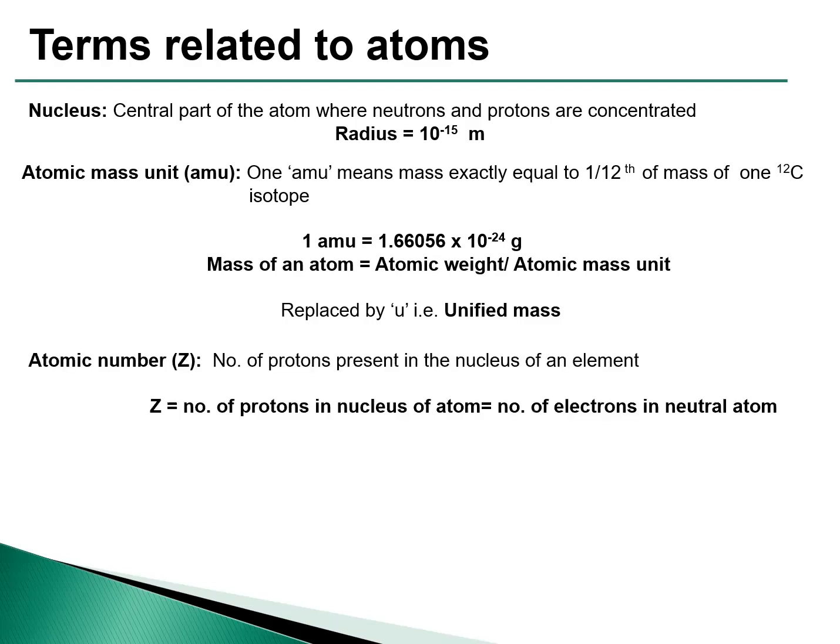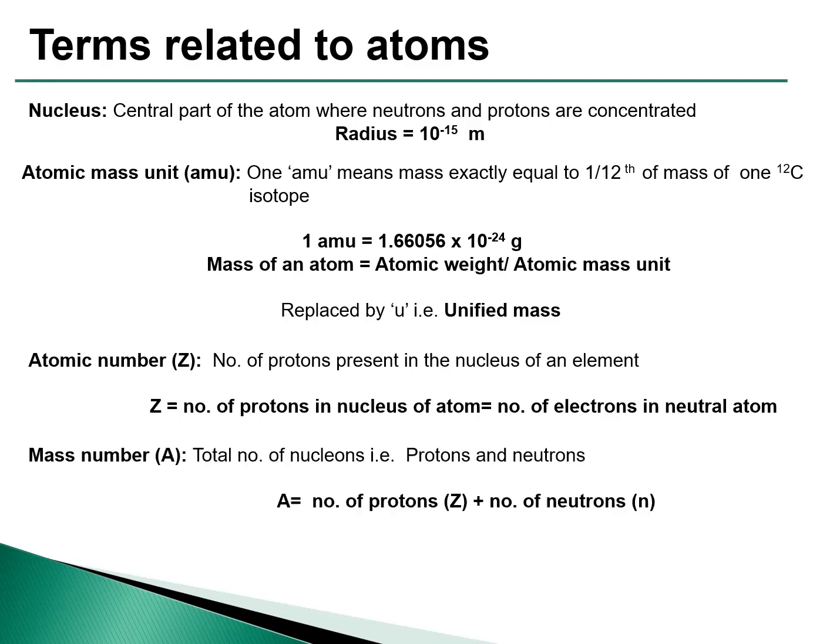Atomic number is the number of protons present in the nucleus of an atom. It is represented by the letter Z. It can also be equal to the number of electrons in a neutral atom. Protons and neutrons are collectively known as nucleons. Mass number is the number of nucleons present in the nucleus, that is the sum of Z and N, which are atomic number and number of neutrons respectively.